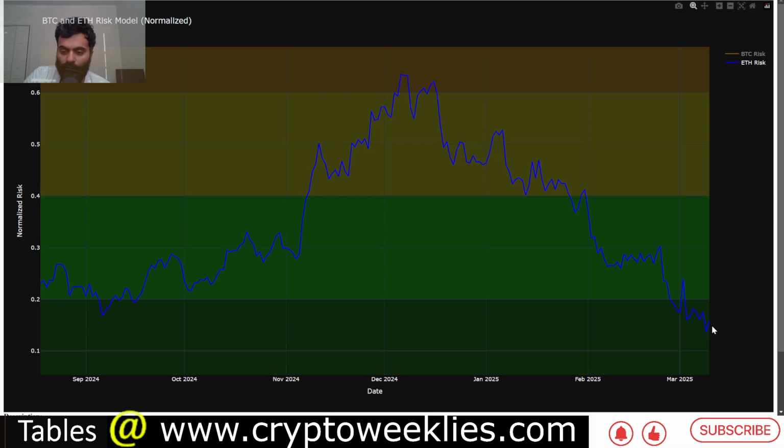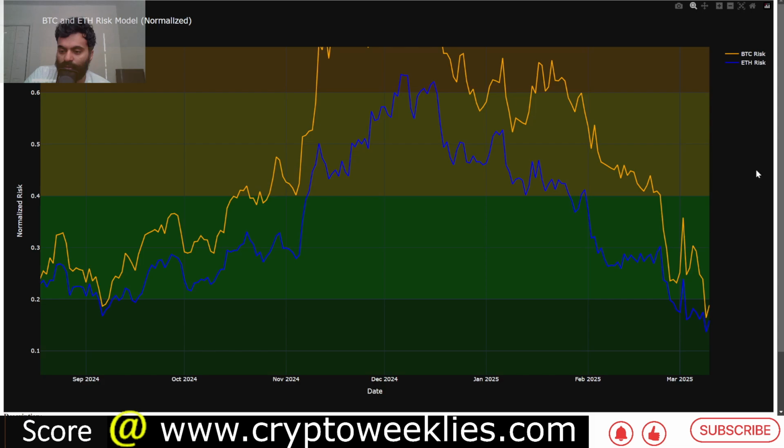Not just for Ethereum but also for Bitcoin, both of them are at less than 20% risk. Bitcoin is slightly higher in terms of the risk with respect to its 20-week moving average. That is because Bitcoin has held better in this drawdown phase than ETH.